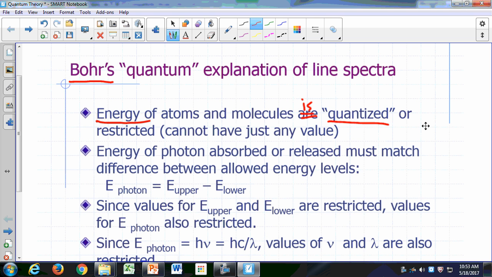So when we say quantized, we mean restricted. It cannot just have any value. So the energy of a photon absorbed or released by an atom or molecule must match the difference between the allowed energy levels for that atom or molecule. So there are restrictions. Since there are restrictions for the energies of the atom or molecule, so the energies E upper here and E lower, there are restrictions on what these values can be, then there must be restrictions on what possible values the photon energy can have.